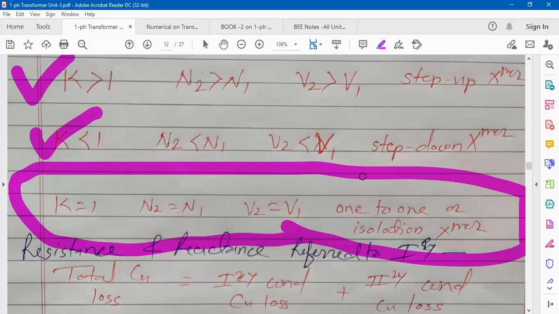Means electrical connection is not there, but magnetically they are coupled on common magnetic core. So whenever there is a need to electrically isolate the circuit, means current flowing through one circuit will not flow to adjacent, not in series or not in parallel, but they are magnetically coupled. So the third one is used: isolation transformer, one-to-one transformer.